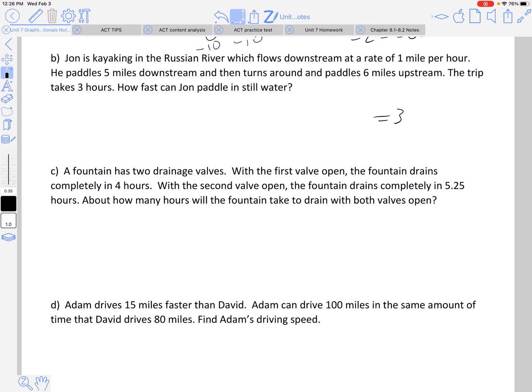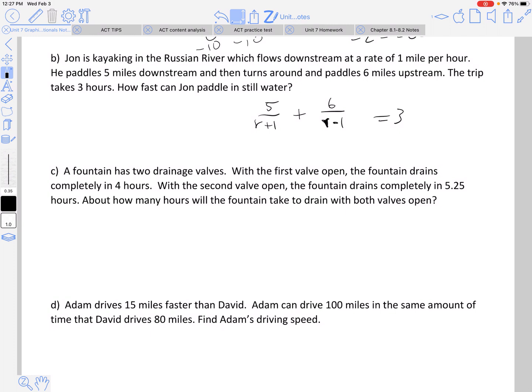All right, so when he's going downstream, he's paddling, but he also has the current taking him, right? So he goes 5 miles, and he has his rate plus that 1 mile per hour that's increased because of the stream. Then when he turns around, this is time, so we're adding the time that it takes for him to come back. He goes back up 6 miles, and he's going to have his rate that he can paddle, but the current's pushing on him, so it's going to be that negative 1 mile per hour there.